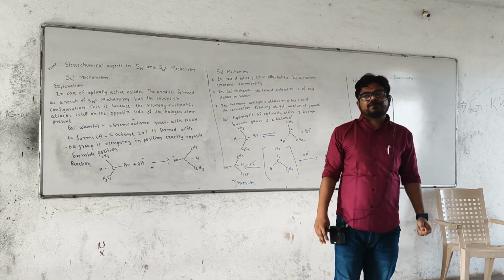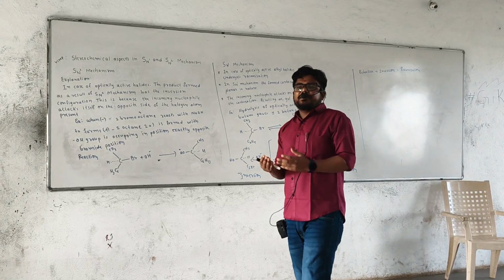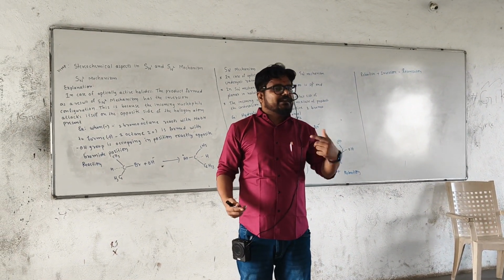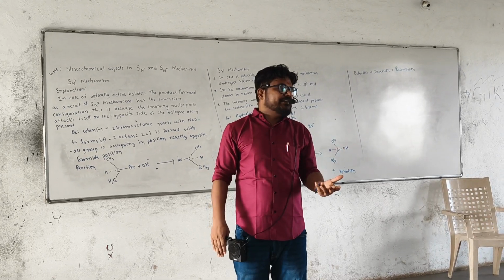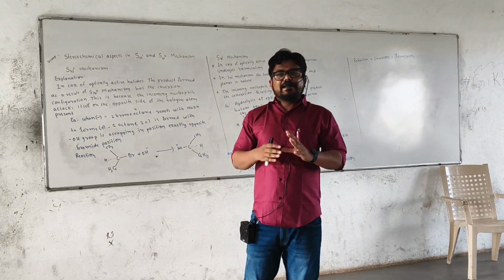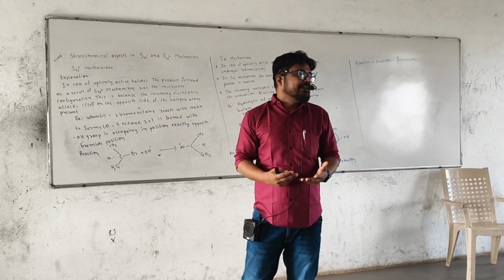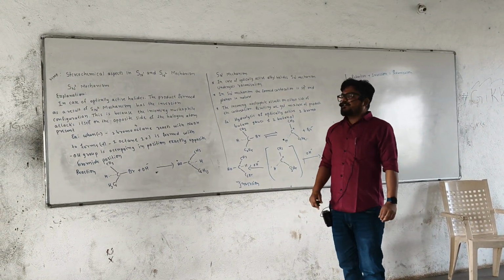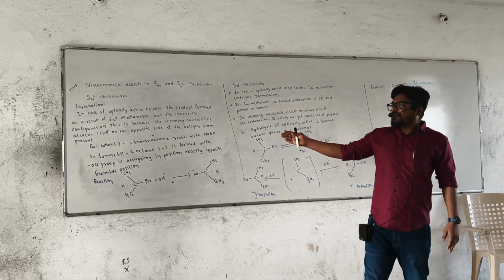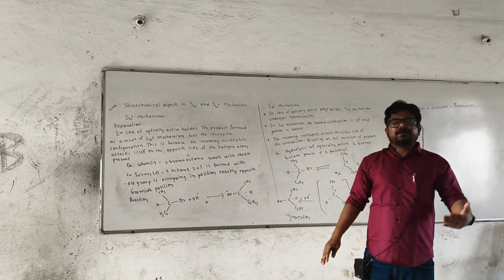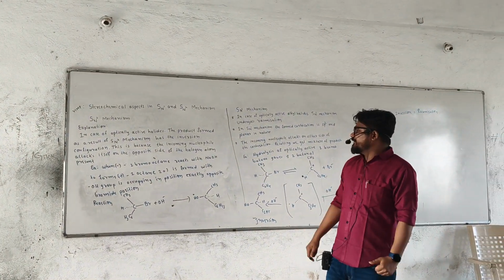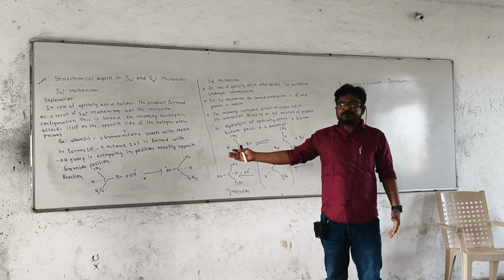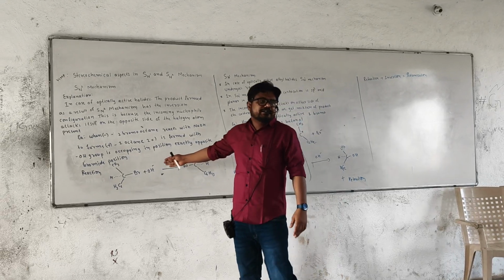It is inversion of configuration because the incoming nucleophile attacks exactly on the opposite side of the halogen present in the previous molecule. For example, when levo-rotatory 2-bromo-octane reacts with a nucleophile, it forms the dextro-rotatory molecule of 2-octanol. This is the best example for the SN2 mechanism.